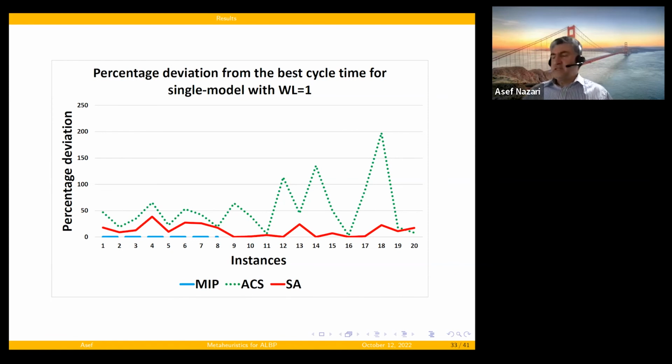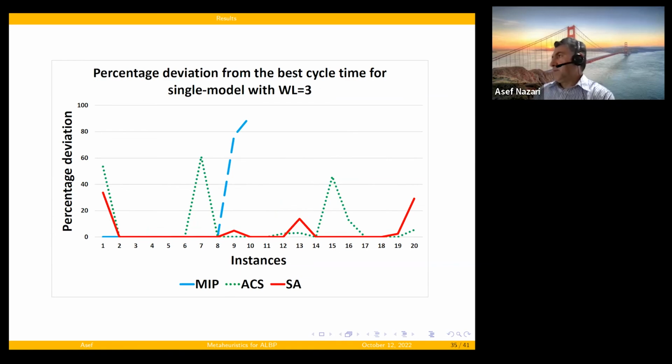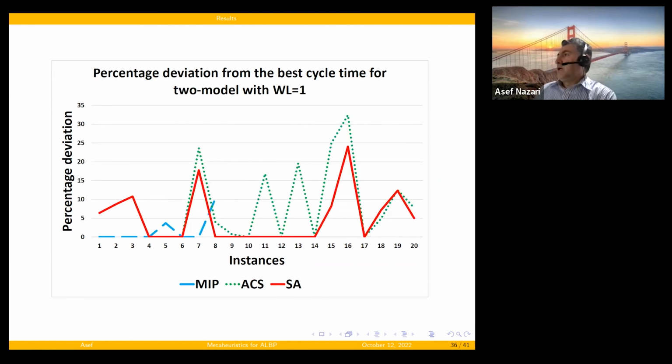For this problem, which is the hardest because this is workstation level 1, we have fewer stations, so the problem is harder, and simulated annealing outperforms ant colony optimization. For workstation level 2, the problem is a bit easier. We have similar behavior for MIP, but towards the end, ACS is better. And with workstation level 3, which is the easiest possible version, there is nothing to hope for from MIP, but the rest are doing okay.